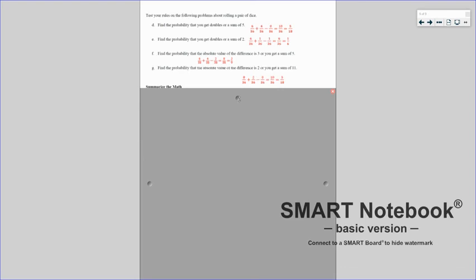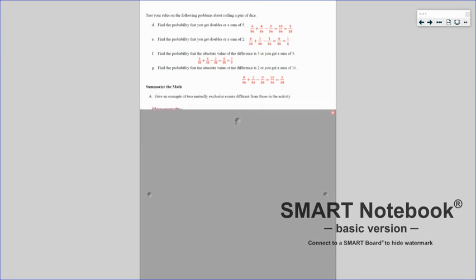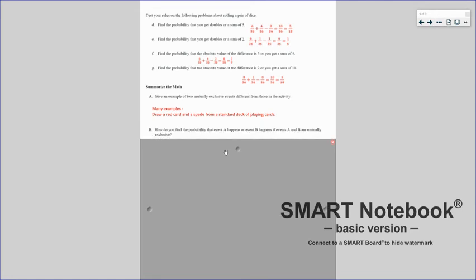All right, so to summarize, give an example of 2 mutually exclusive events different from those in the activity. Lots and lots of different things for that. I said using a deck of cards, draw a red card and a spade from a standard deck of playing cards. Your birthday this year is on a Friday. Your birthday this year is on a Saturday. Things that could not happen at the same time.